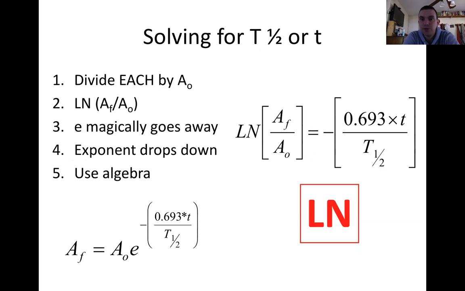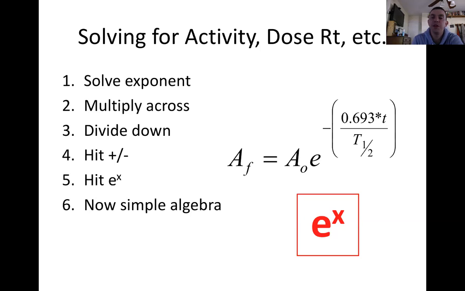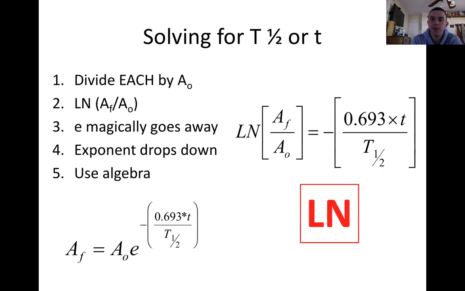Sometimes you're asked to find either a half-life or the time it takes for a certain activity to decay to another activity. And in that case, you need to be comfortable manipulating the decay equation. It really just comes down to algebra. You've got to get the A naught, that initial activity, over to the left side of the equation. Once you have it there, that allows you to take the natural log of both sides.